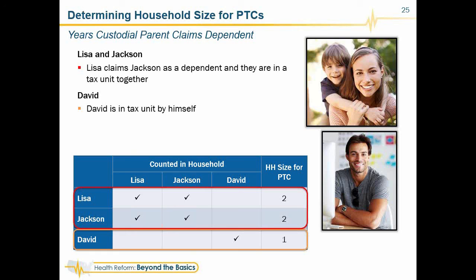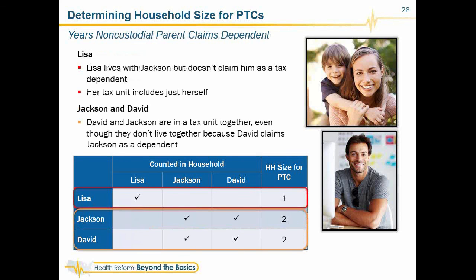In years that Lisa is claiming her son, Lisa and Jackson will both be a household of 2 because it's the tax unit. And David is going to be in a tax unit by himself. Now, in years that David, dad, is claiming Jackson, Lisa is going to be a household of 1, just herself, for the purpose of premium tax credits. And Jackson and David are going to be in a tax unit together, even though they don't live together, because they're going to be on the same tax return in those years.